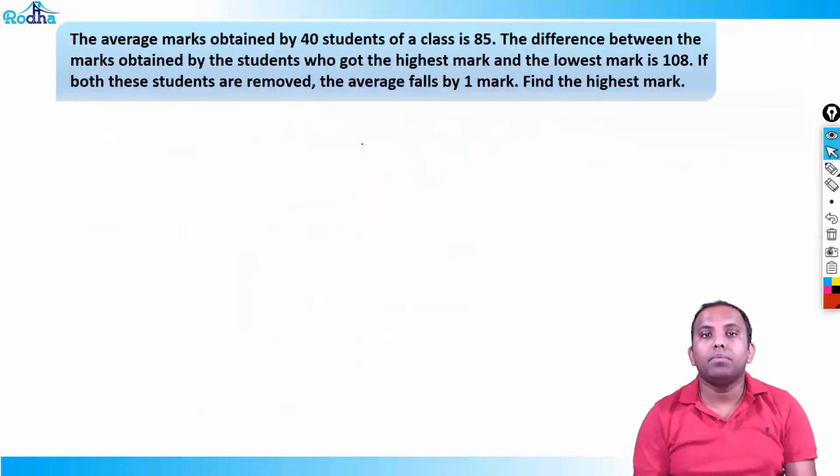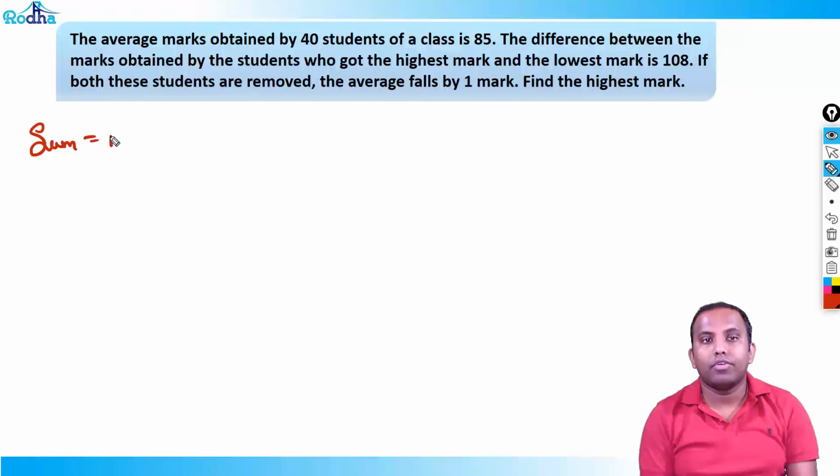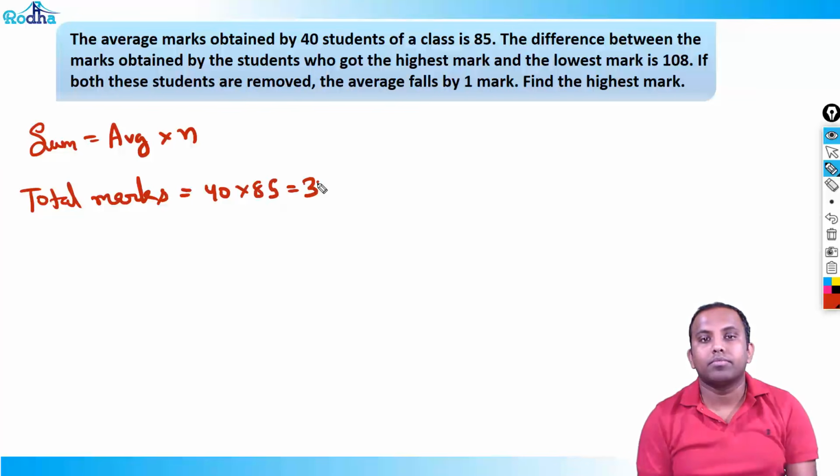The average marks obtained by 40 students of a class is 85. The difference between the marks obtained by the students who got the highest mark and the lowest mark is 108. So what is the sum? The sum is always average into n. So the total marks is easily 40 into 85, that is 3400. If both of these students are removed, the average falls by 1 mark.